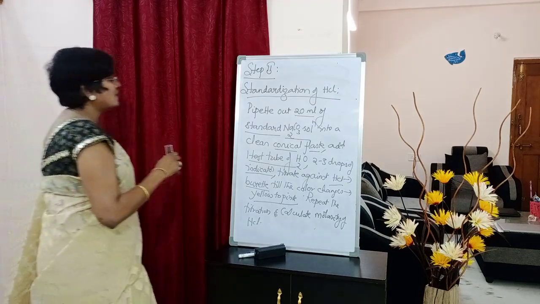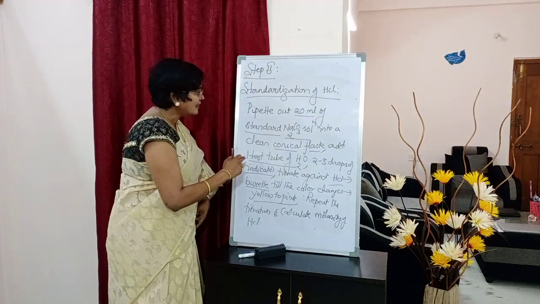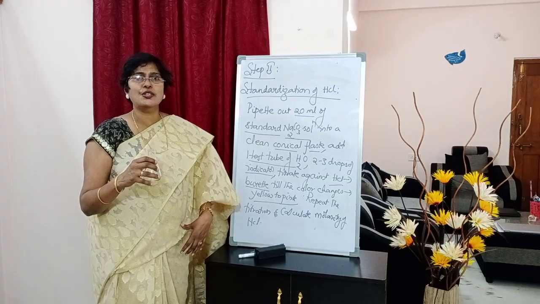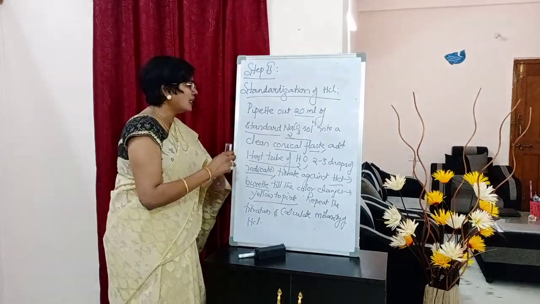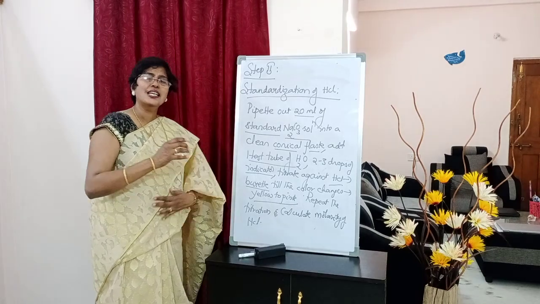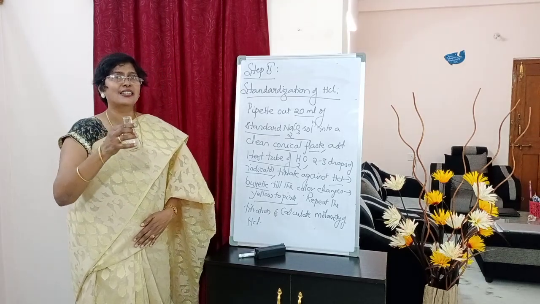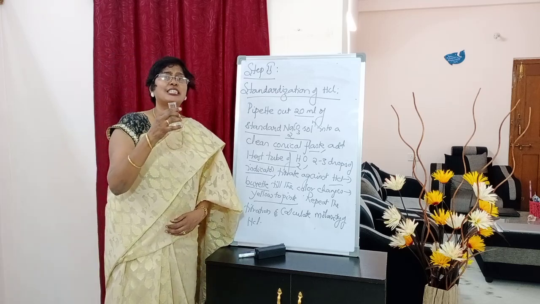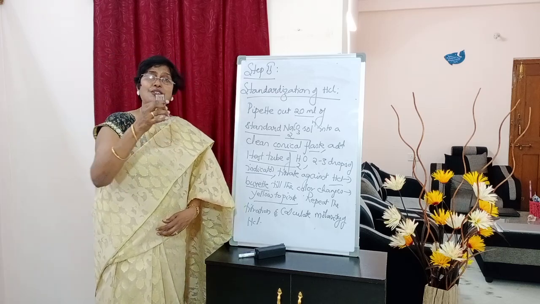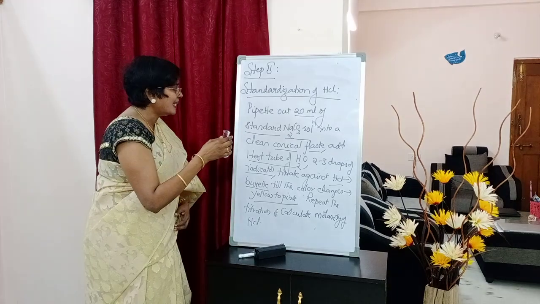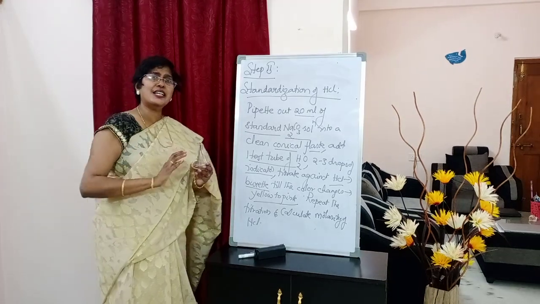And what should be done, students? One test tube of water. I need not show you the test tube. One test tube of water into this solution. Next, 2 to 3 drops of methyl orange indicator. Immediately after adding methyl orange indicator, the solution turns yellow in color. So what should be done now, students?